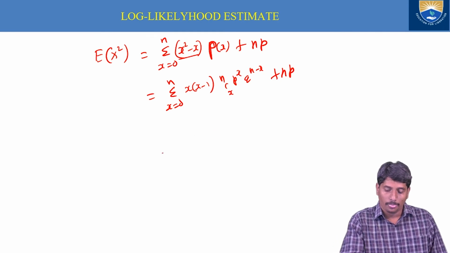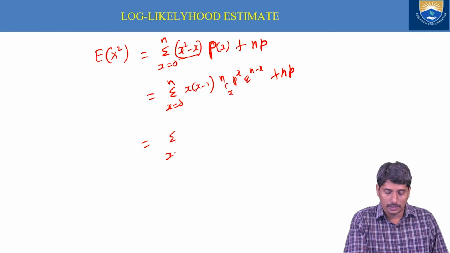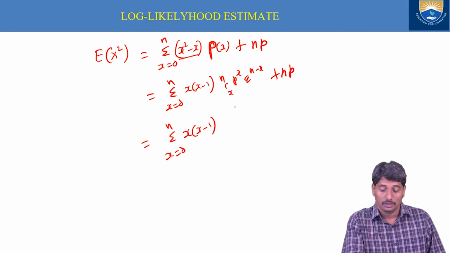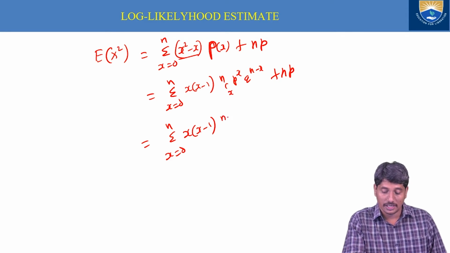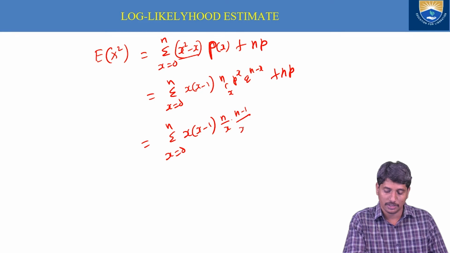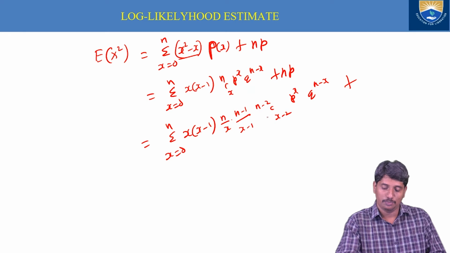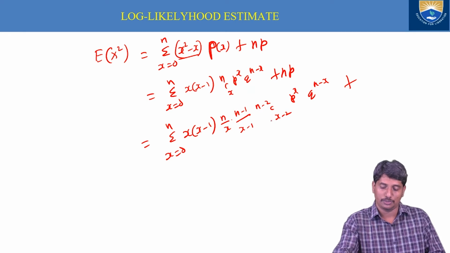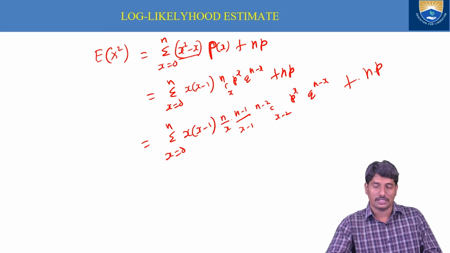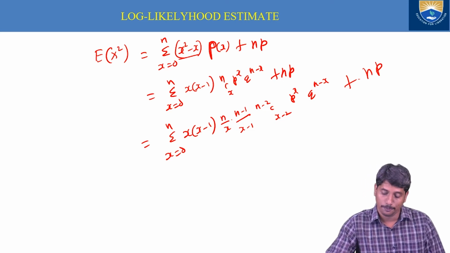Okay, now I'm going to cut the summation x = 0 to n, x into x minus 1. This can be written by reducing it to two steps: nCx can be split as n by x, n minus 1 by x minus 1, (n minus 2)C(x minus 2), p power x, q power n minus x. This is what we'll observe. By splitting nCx into two steps we will get this, and the plus np is as usual. It is continued as it is.